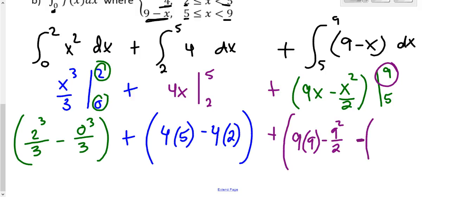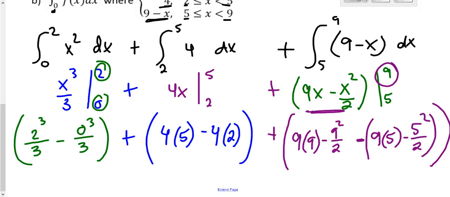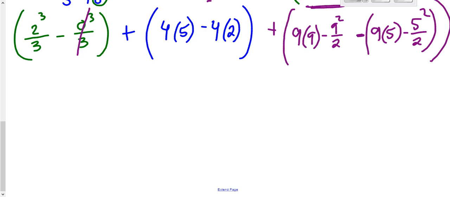Minus f of a, we need to make sure this one is in parentheses because we have more than one part. So we plug in 5. We have 9 times 5, okay, minus 5 squared over 2. Close both of those parentheses. So we have 3 groups. This will be 0. You don't really need to go through and simplify this. Remember, this is all numbers. Okay, so technically this is a numerical answer and you can leave as is. Now, if you really want to go through, get common denominators, combine everything, when I did that, I got 211 over 6 as my final answer.